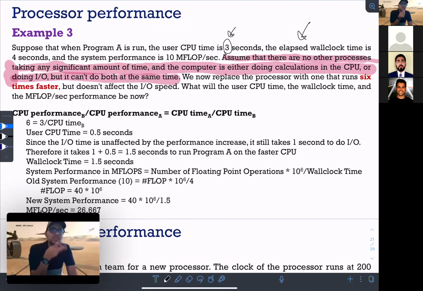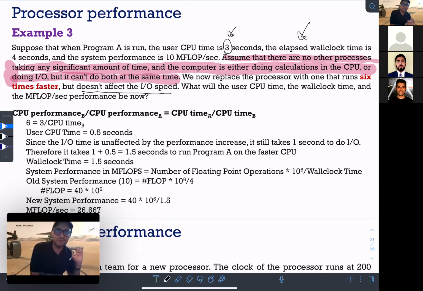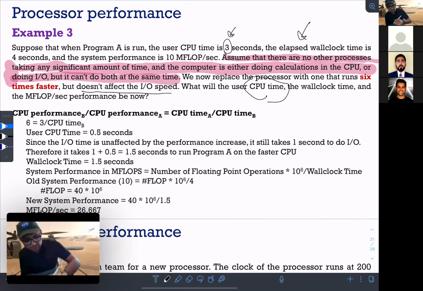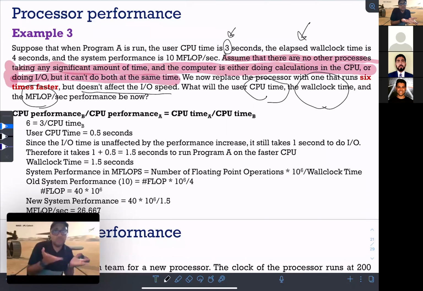Now, we decided to replace our CPU, the processor, and we put in a new one running 6 times faster than the old one. And we left the IO as it is, so it doesn't affect the IO. That means the IO is still 1 second now, right? What will be the new CPU time? What is the wall clock time? And calculate the new M-flops, because of course the M-flops are affected by the new CPU.